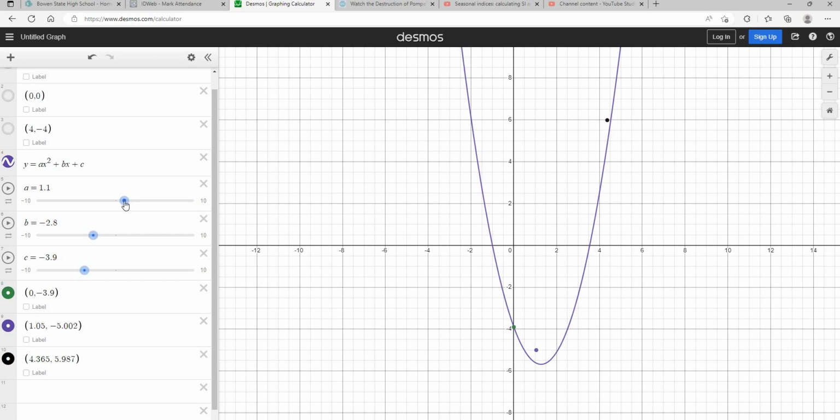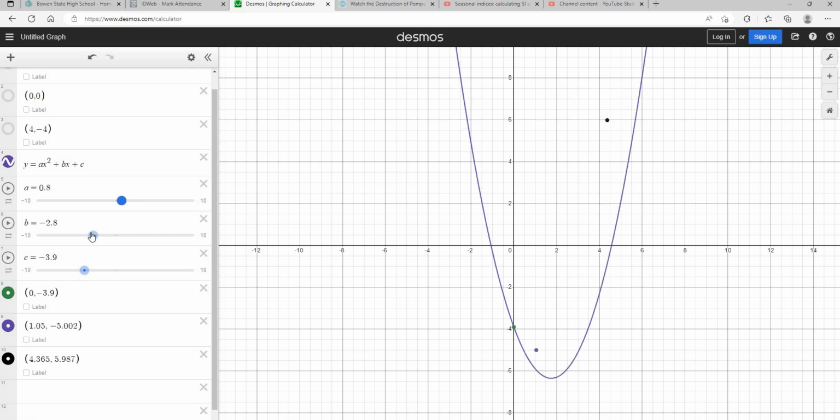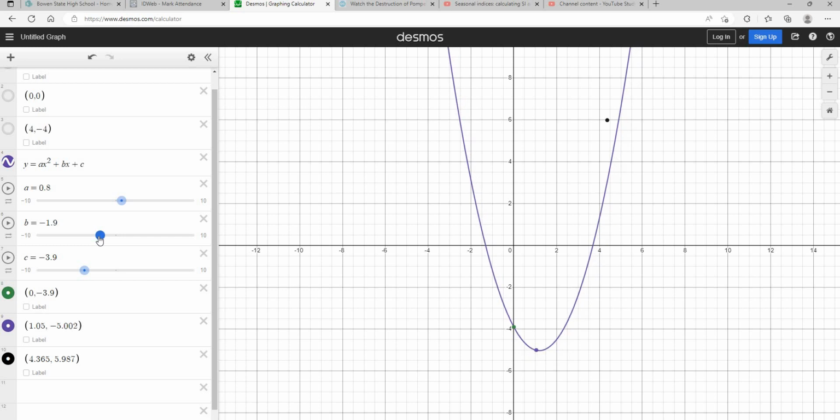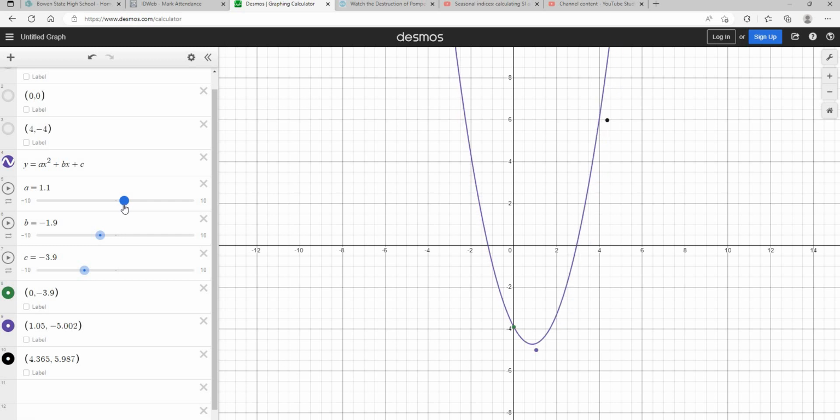So now I'm just going to keep playing with A and B. Well, that's 2 of them. 1, 2. Sometimes the sliders are a pain in the butt to use. There we go. Makes sense, guys?